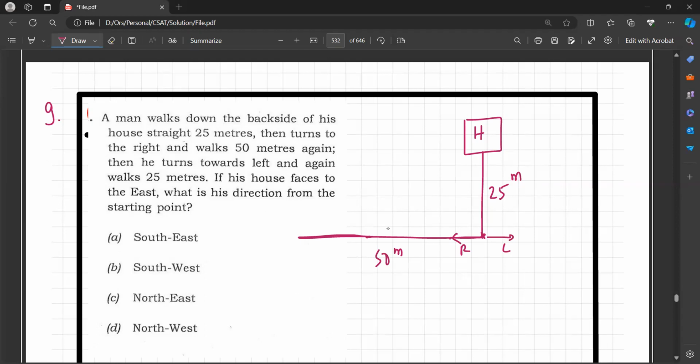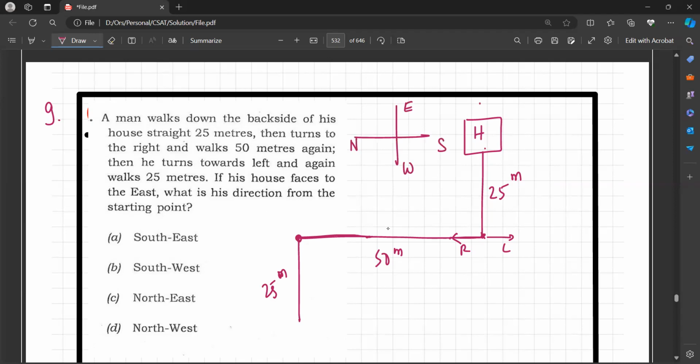Goes 50 meters again. Then he turns towards left and again takes 25 meters. Turns towards left. The person is right now at this position. Turns to his left, goes 25 meters again. If his house faces to the east. House faces east. That means this will be east. This will be west. This will be north and this will be south.